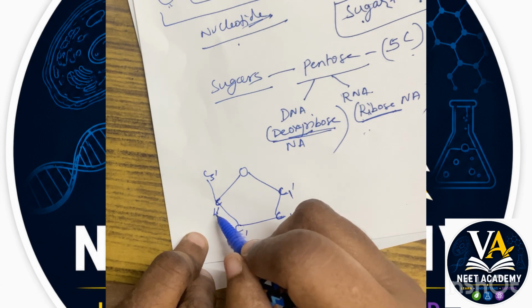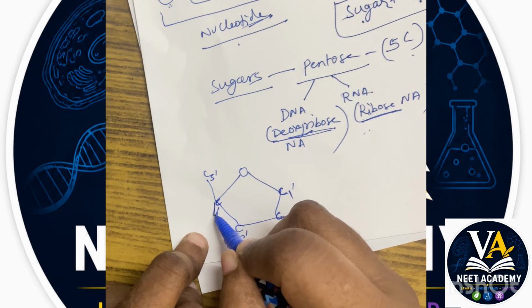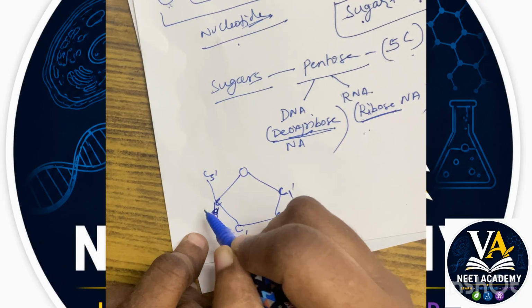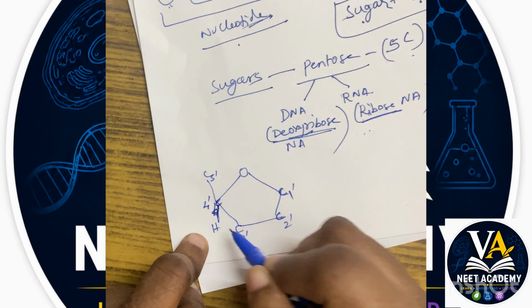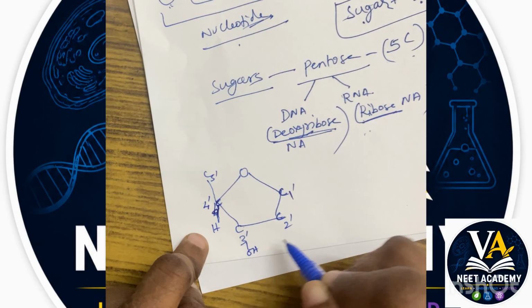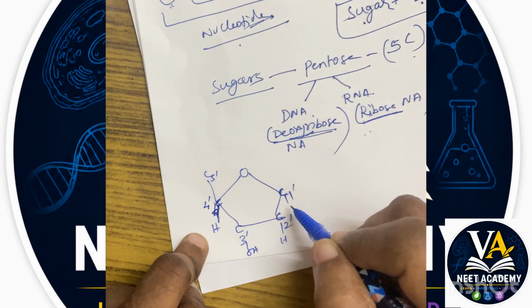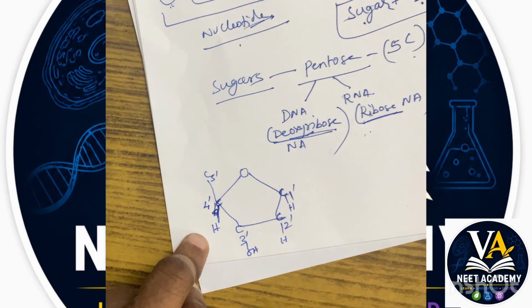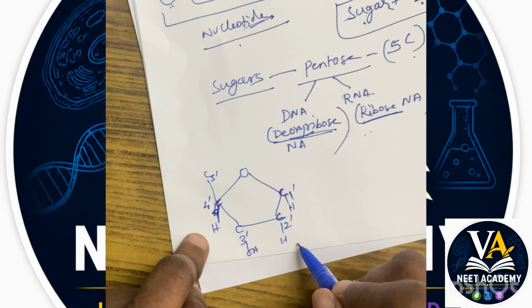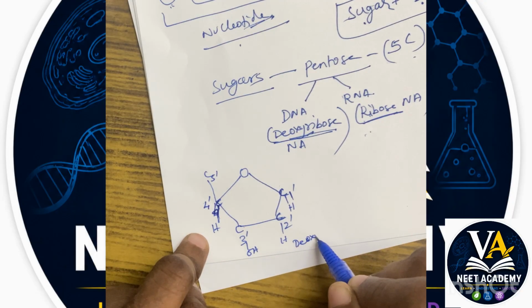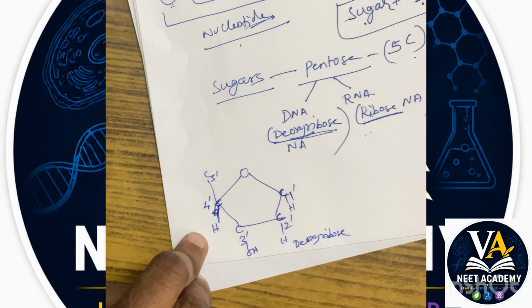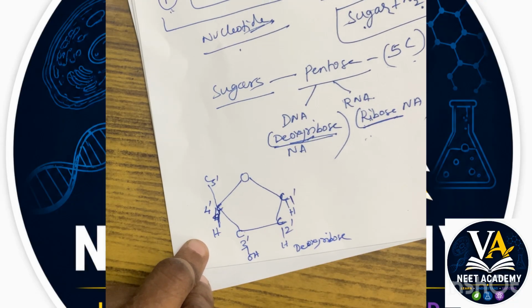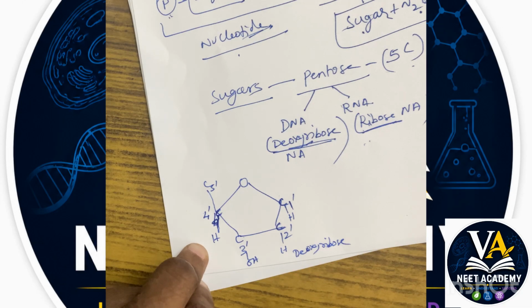Okay. So, this is number 4. I will write it here, number 4. Okay. So, here this is H, this is OH, this is H, this is H. Okay. So, this is your deoxyribose sugar. This is your deoxyribose sugar. Okay. Now, how will you draw a nucleotide in this?